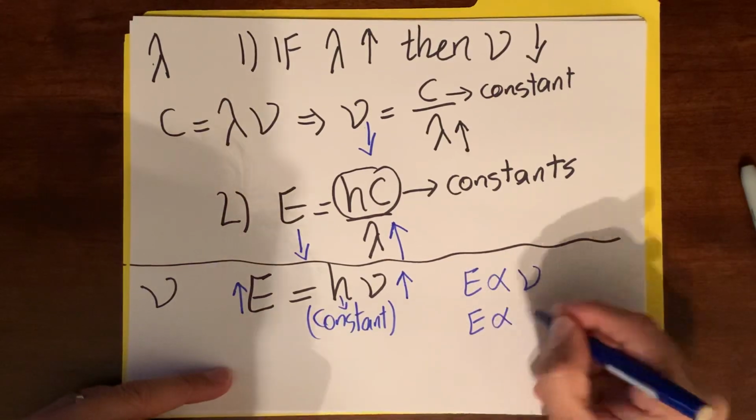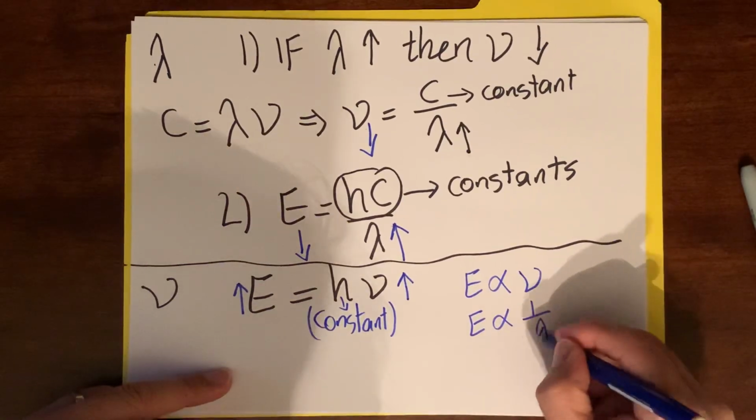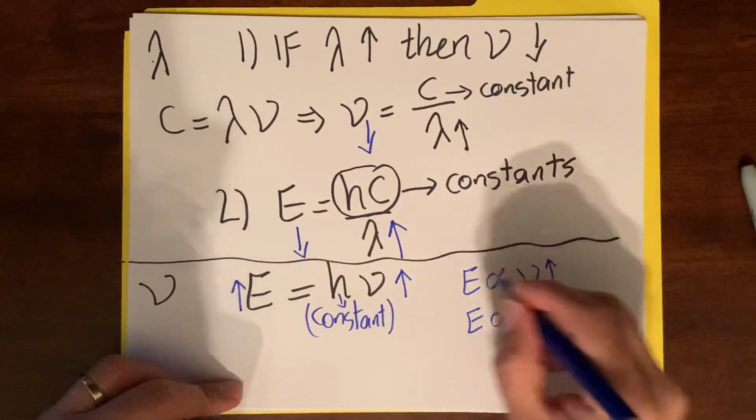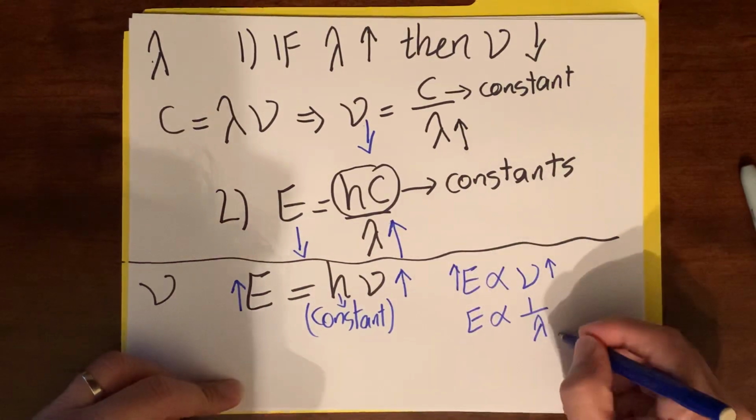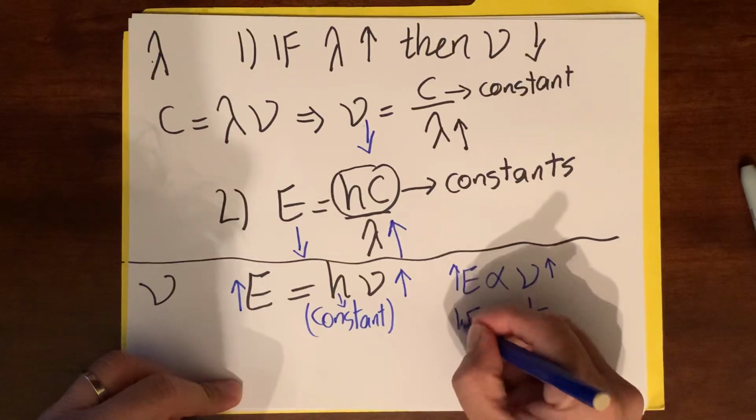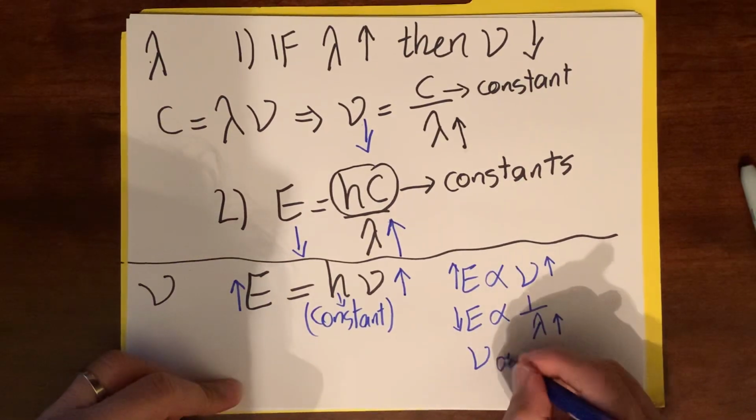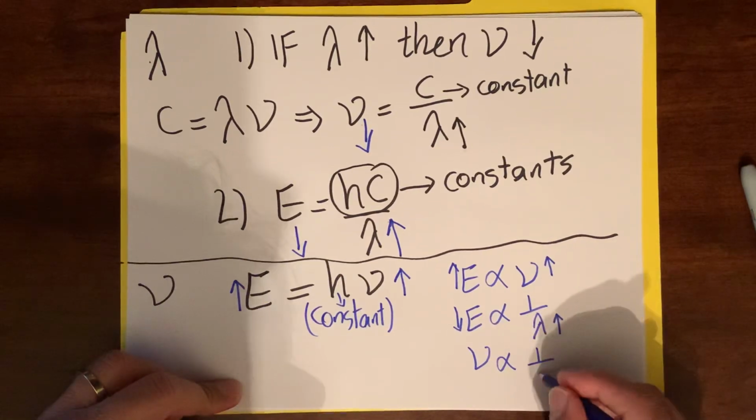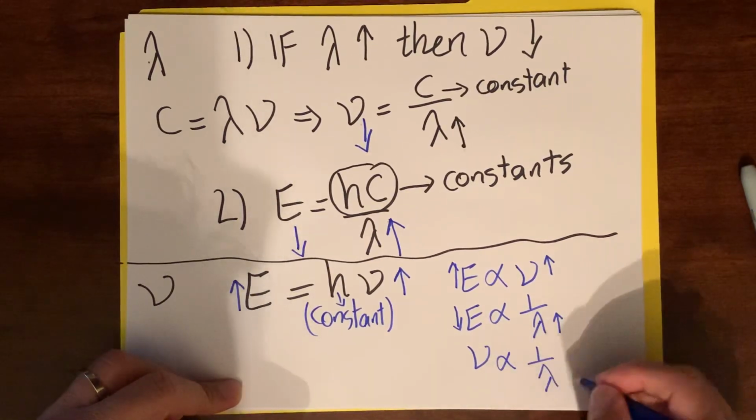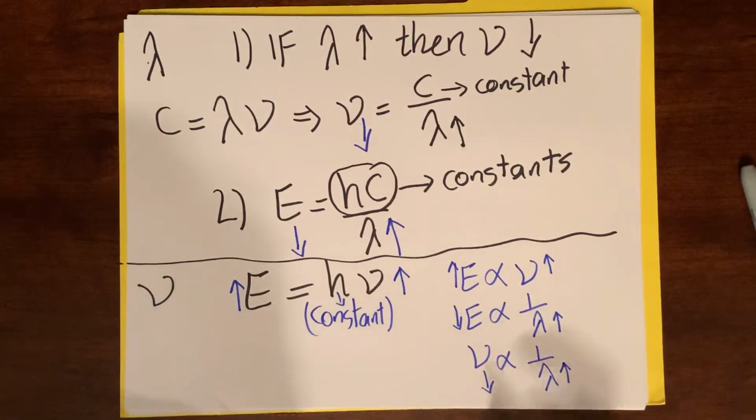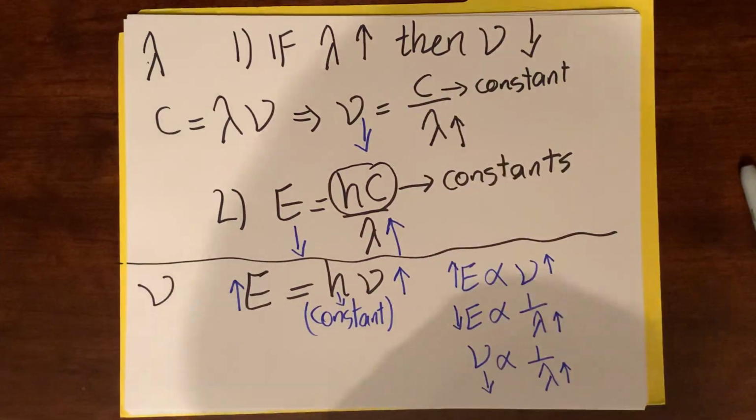energy is inversely connected to wavelength. If frequency goes up, then energy will go up. If wavelength goes up, energy will go down. Frequency is inversely connected to wavelength. If wavelength goes up, frequency will go down. Okay, and then mention it here.